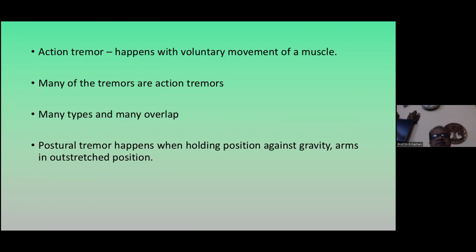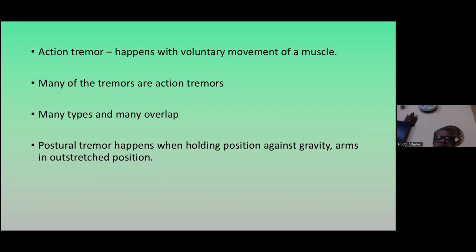Action tremor happens with the voluntary movement of a muscle. When you do a voluntary movement, the tremor manifests. Many of the tremors are action tremors. There are many types and many overlapping types, so sometimes you can see a combination of tremors, a mixed tremor. A certain proportion of essential tremor patients will get resting tremor over a period of time and may manifest Parkinson's disease. We should not tell the patient they may develop Parkinson's disease if they don't have it, but a small group of people can develop Parkinson's after some period of time, not immediately.